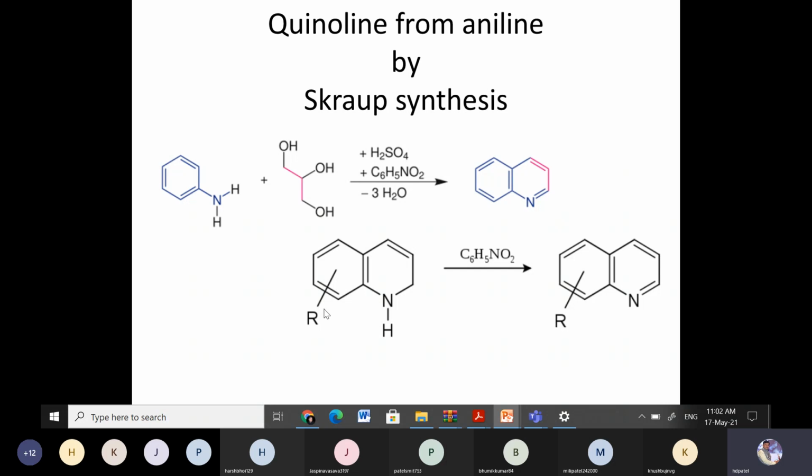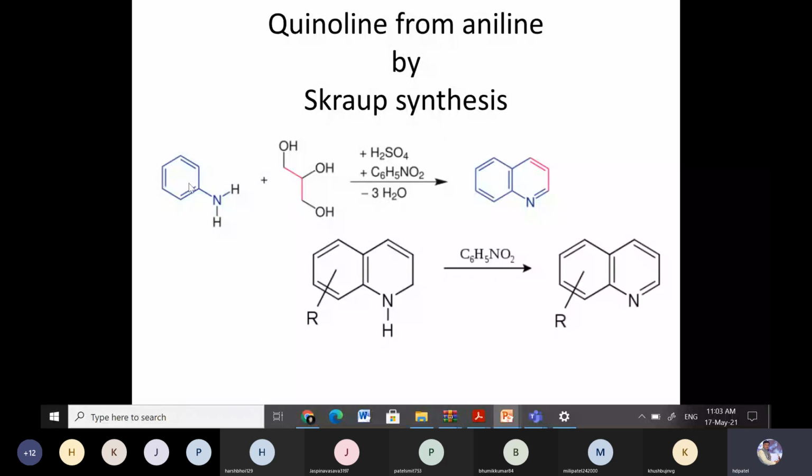That's why it is mentioned R, meaning various groups we can introduce, or from the beginning, from the starting material. If you have various kinds of substituents, then we will have various types of substituted quinoline derivatives, and each quinoline derivative has its own importance. But here, as per the requirement and the basic concept, we are going to discuss the synthesis of quinoline by Skraup synthesis. As I said, various methods are available, but today we will discuss a name reaction associated with quinoline synthesis.